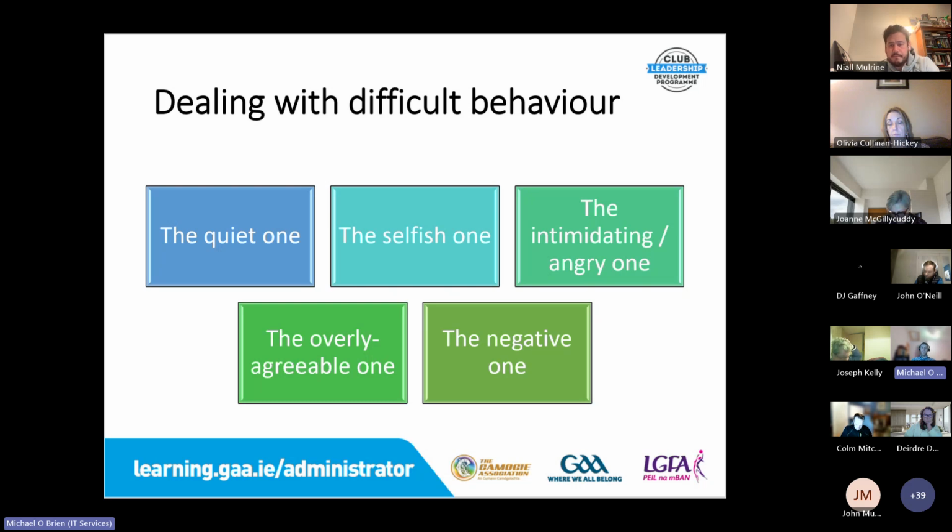So you as chairperson need to think about these types of roles, because every club has them. Every club has a quiet one, a selfish one, an intimidating one, an overly agreeable one, and a negative one. Everyone has these kinds of people. So you need to start thinking about how do I manage that, and how do I manage it effectively without annoying people, without being too domineering, too dictatorial? You need to have an understanding of how to approach that. And that's something you can plan now. We all know these people within the clubs. You can plan that now.